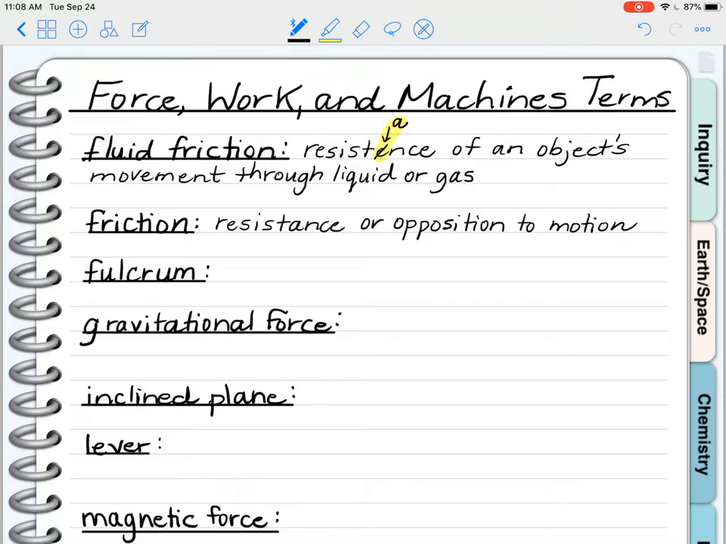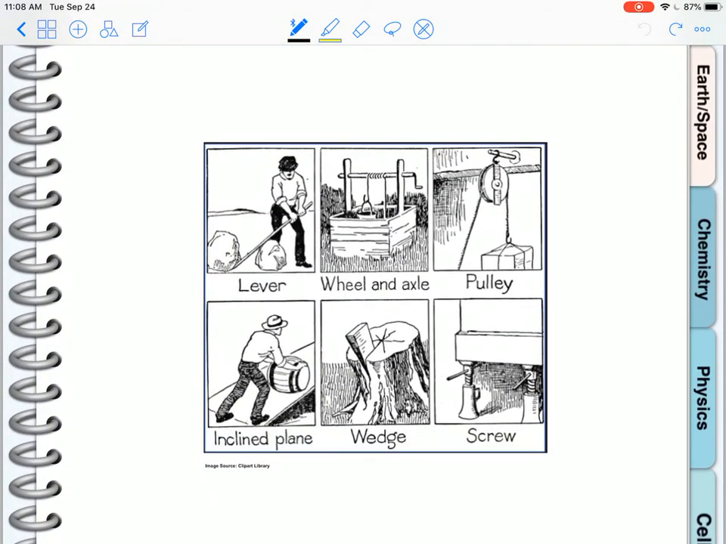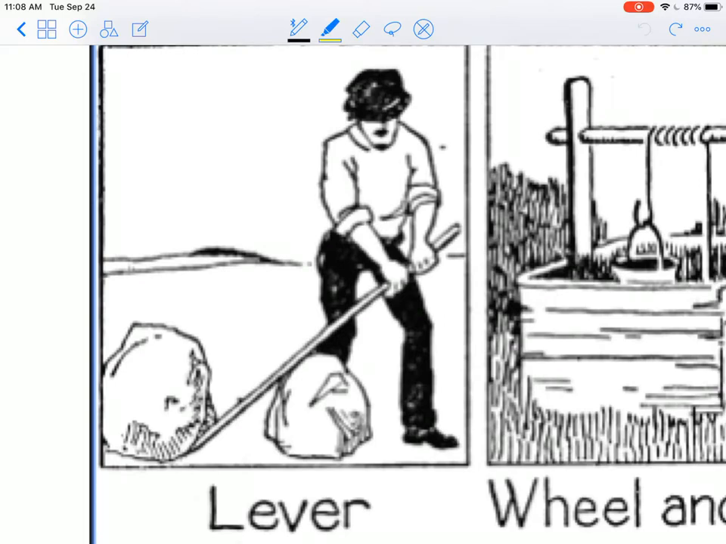A fulcrum is the pivot point on a lever. And I want to go back to that picture of a lever. The pivot point, I'm going to scroll over one page. Remember this fella with his lever? Here's the lever. The fulcrum is right here, where the lever is resting on that rock. That is going to give him much more control over the lever. The fulcrum is where the work occurs.